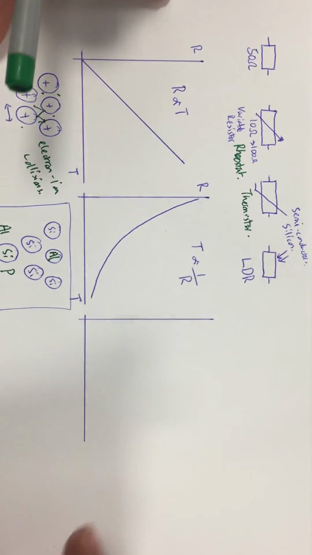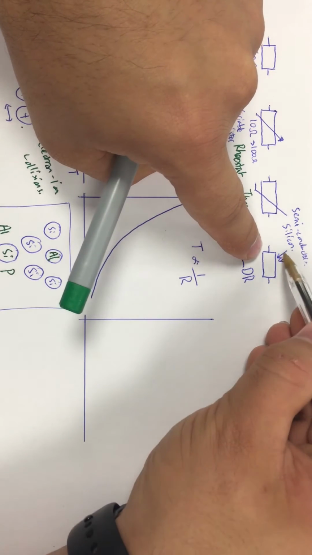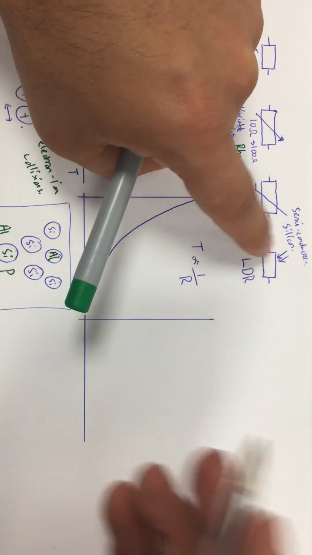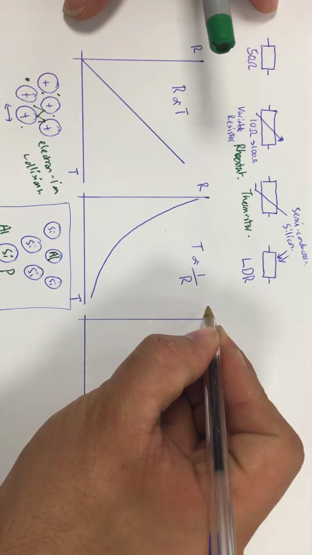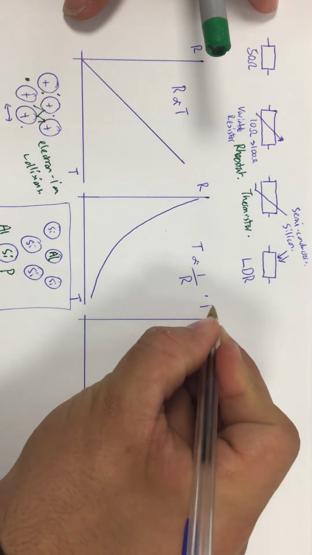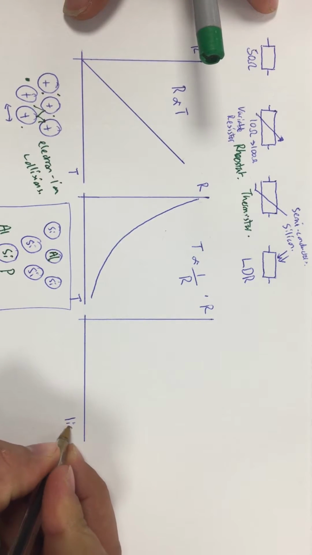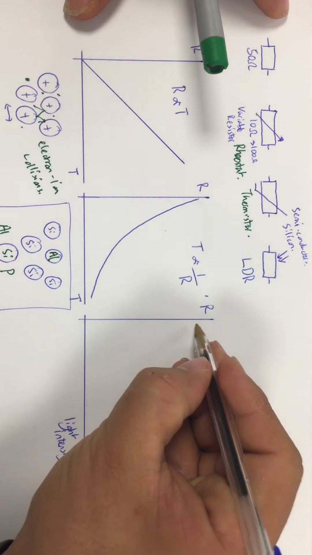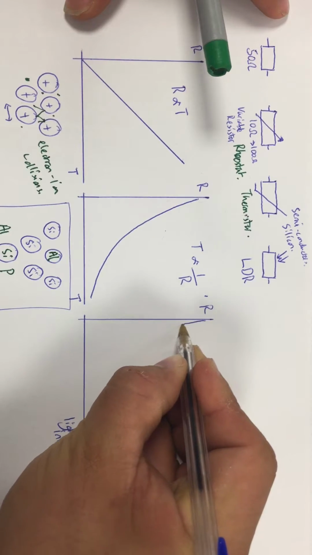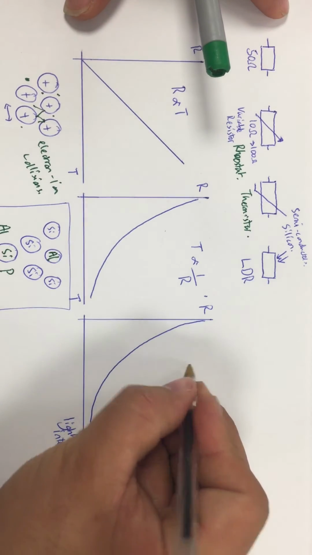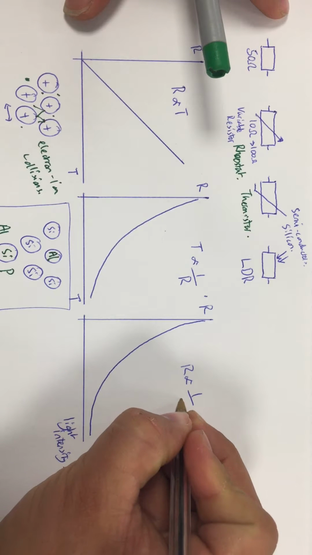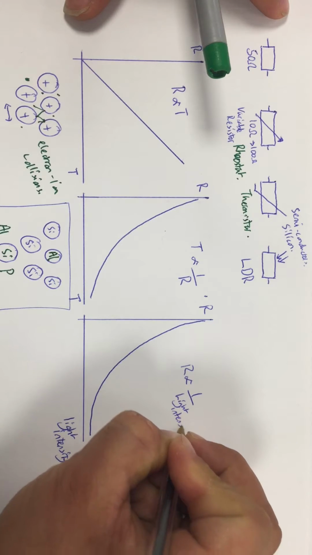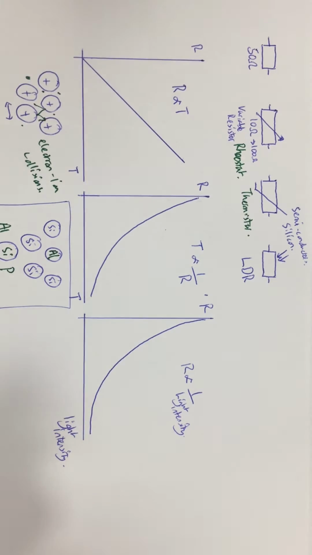Now the final component we need to talk about is the LDR, which stands for the light dependent resistor. You can see it's like a regular resistor but with two arrows showing light coming in from the top left. This time, rather than temperature on the bottom, we have light intensity. It works in exactly the same way as a thermistor: as the light intensity increases, so as it gets brighter, the resistance decreases. So this time resistance is directly proportional to 1 over the light intensity, and light intensity is inversely proportional to resistance.